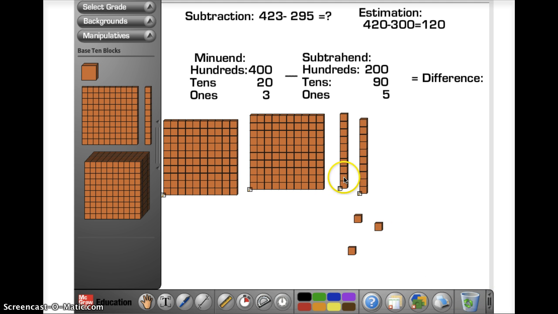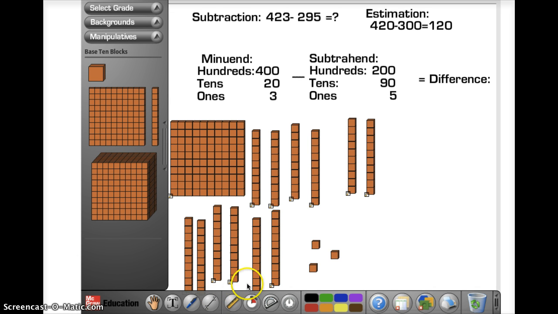And for the 90, to subtract 90, because we only have 2 10 blocks, we want to trade 1 100 block for 10 10 blocks. So from here, we will take away or subtract 9 10 blocks.